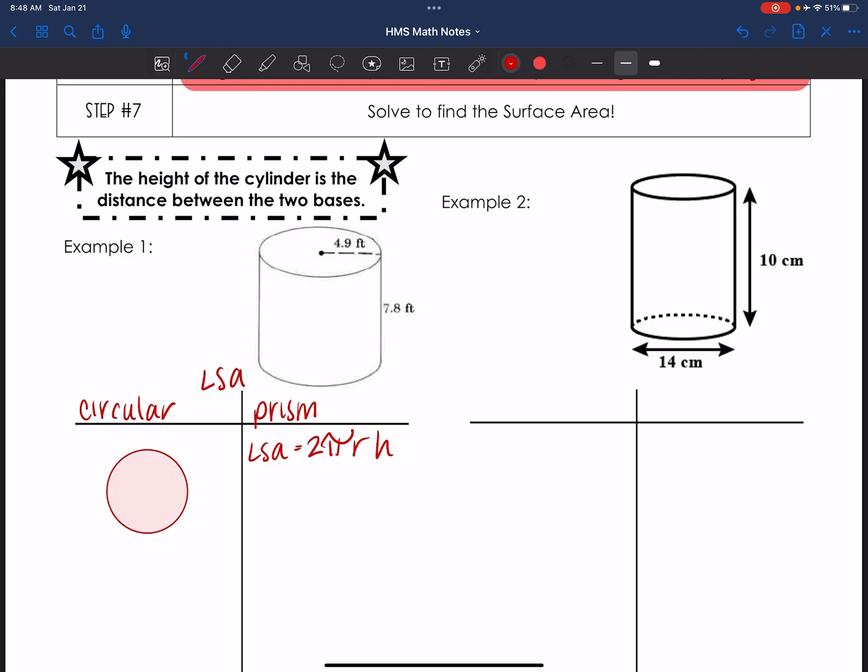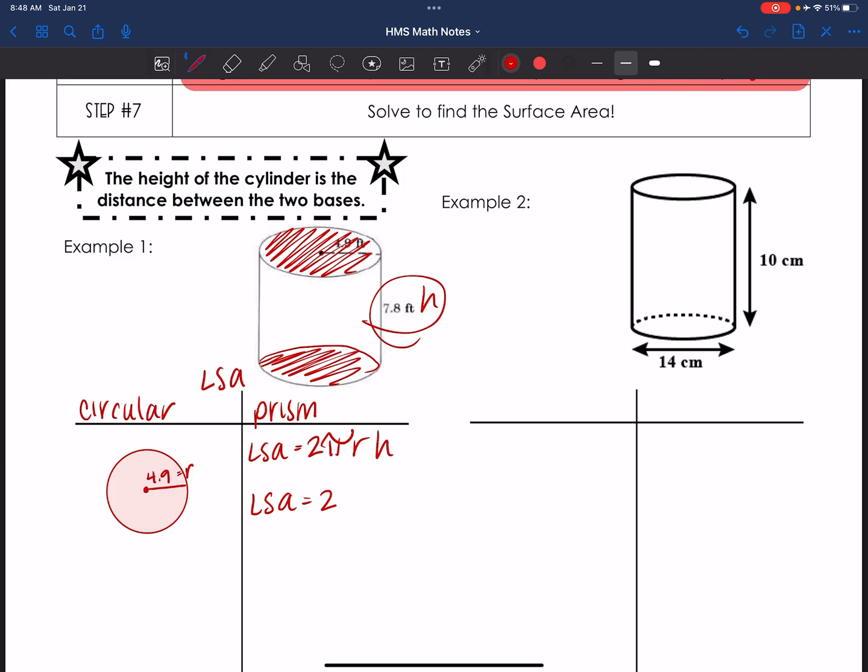Next, draw the base shape and label its dimensions. So they already gave me the radius. Cool, that kind of makes it easier, which means that if this is my base on the bottom as well, then 7.8 has to be my height. Cool. This actually makes it super easy. Now all I have to do is just plug things in.